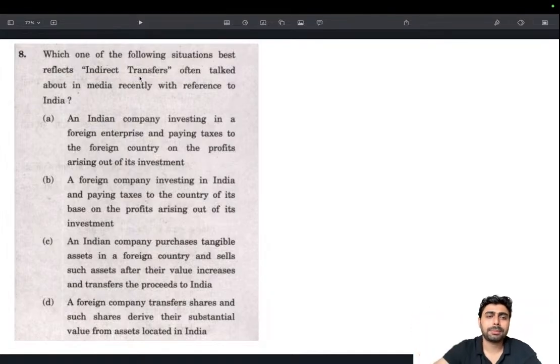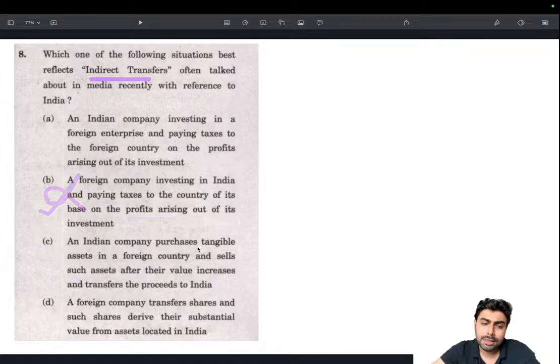No issues. So what are indirect transfers? An Indian company investing in a foreign enterprise, paying tax to a foreign company on profits arising out of its investment. This sounds like profit shifting. Okay. And a foreign company investing in India and paying tax to the country of its base. This is basically base erosion and profit shifting. So that's not indirect transfers.